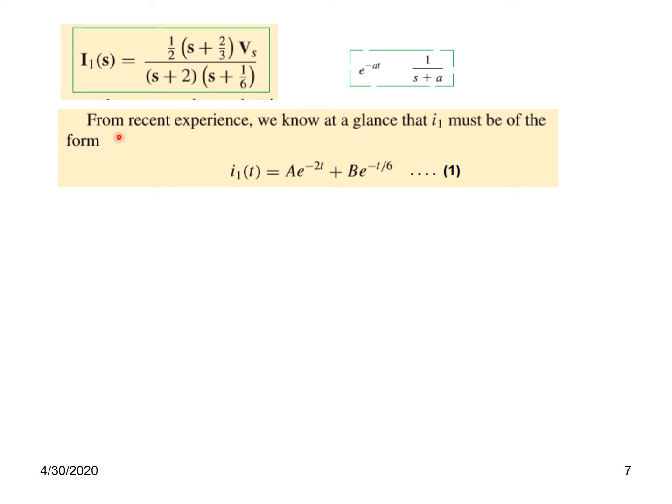Now from our recent experience, we know at a glance that I1 must be of the form A, some constant, e raised to the power minus 2t. From here we get alpha as minus 2. And similarly for this one, we get plus B e raised to the power minus t by 6. This is our alpha, 1 by 6.